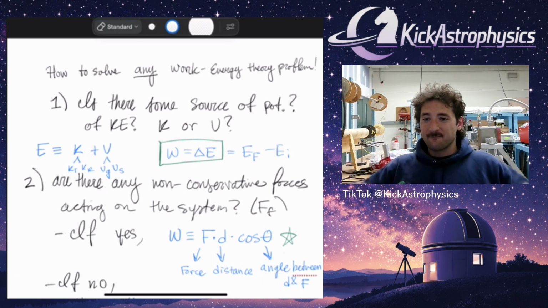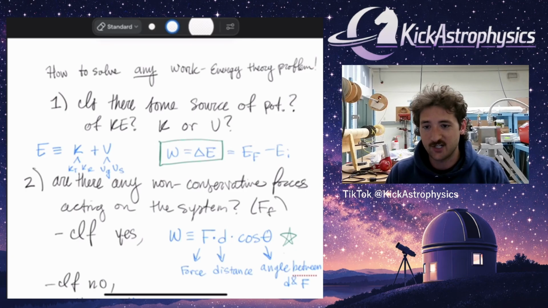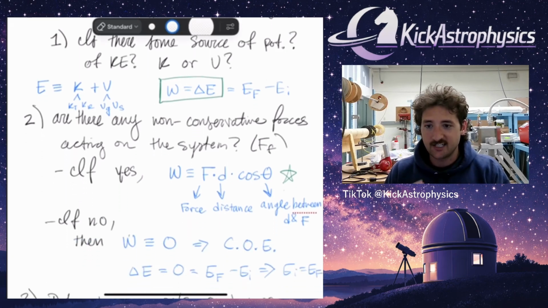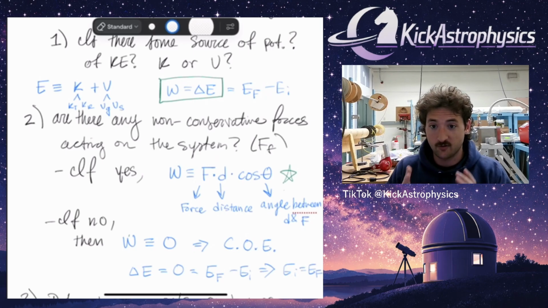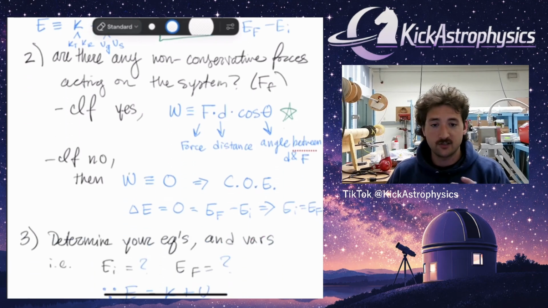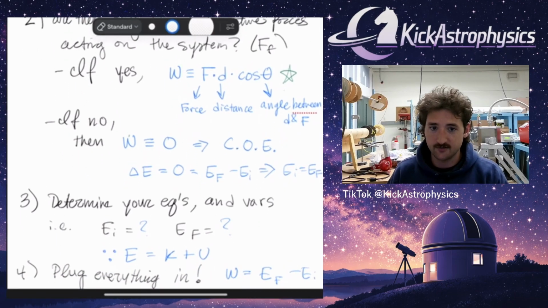So last recap. Is there some source of potential? Yes. We write down the boxed equation, work is equal to delta E. Then we identify if there are any non-conservative forces, most importantly friction, especially at this level of the course. Is there friction? If yes, we need to fill out the work equation, what it literally means to have force, distance, and the angle between them. And if no, then we can use conservation of energy, just that the initial energy at some instance is equal to the final energy at some other instance. It will always be the same in magnitude, not necessarily in what it's composed of.